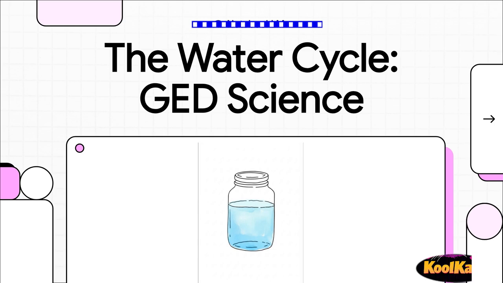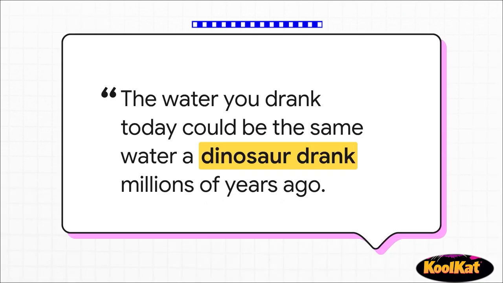Today, we are going to absolutely master a huge topic for your GED science test, the water cycle. Seriously, just let that sink in for a second. The water you're drinking right now, a T-Rex could have sipped that exact same water. How wild is that? So how is that even possible? Well, it's all because of Earth's ultimate recycling program, something we call the water cycle.